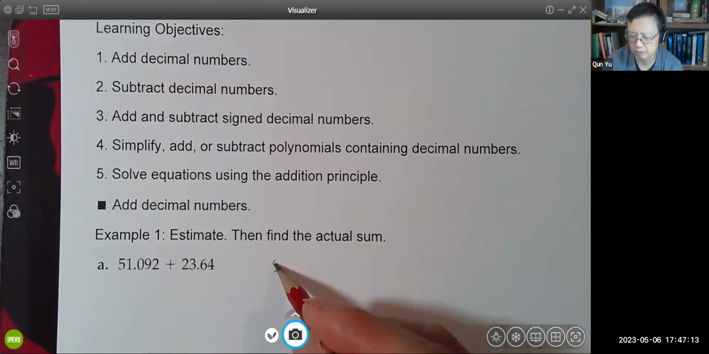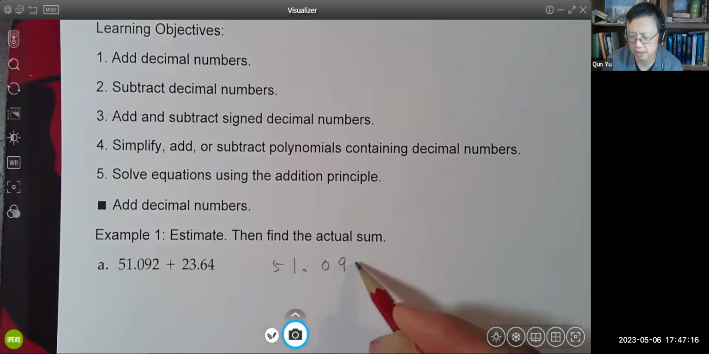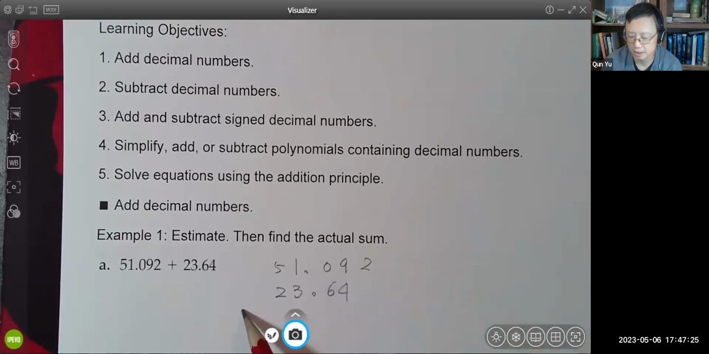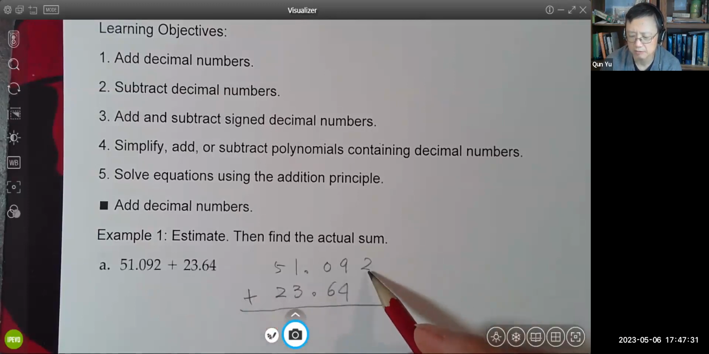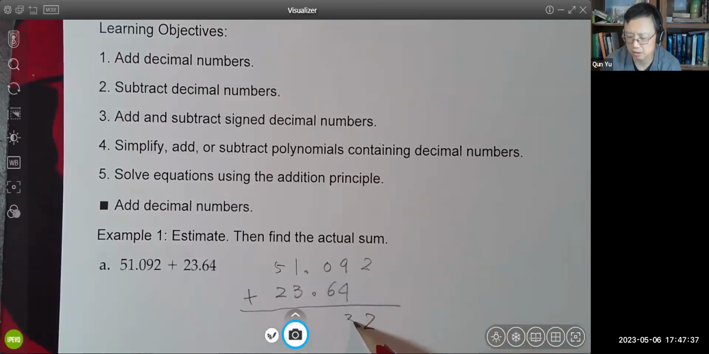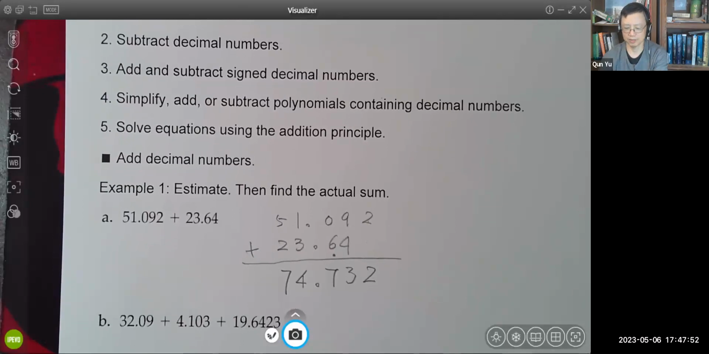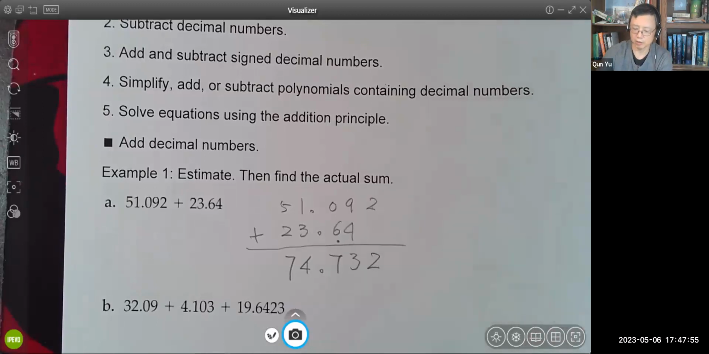So the first one is 51.092, and 23.64. So line them up, and then we can perform the indicated operation. This is the addition. Starting from the last digit, we got 2. 2 plus 0 is still 2. 9 plus 4 is 13, we have a carry of 1. 0 plus 6 plus 1, that is 7. This is the decimal point. 4 and 7. So that's our answer, 74.732.